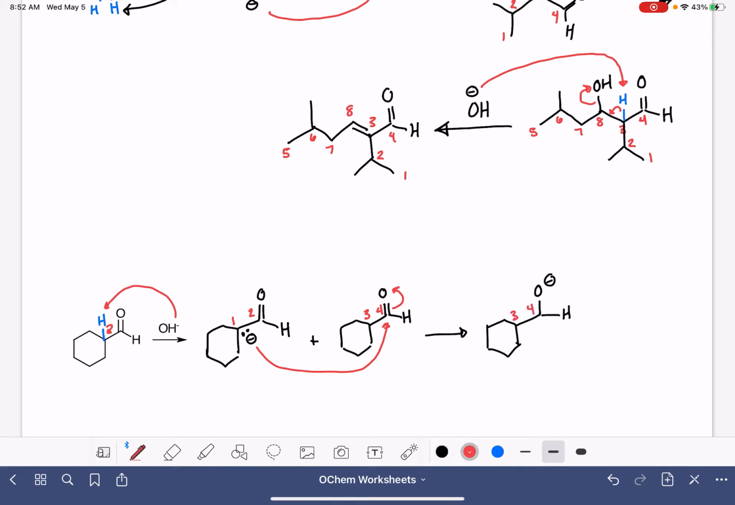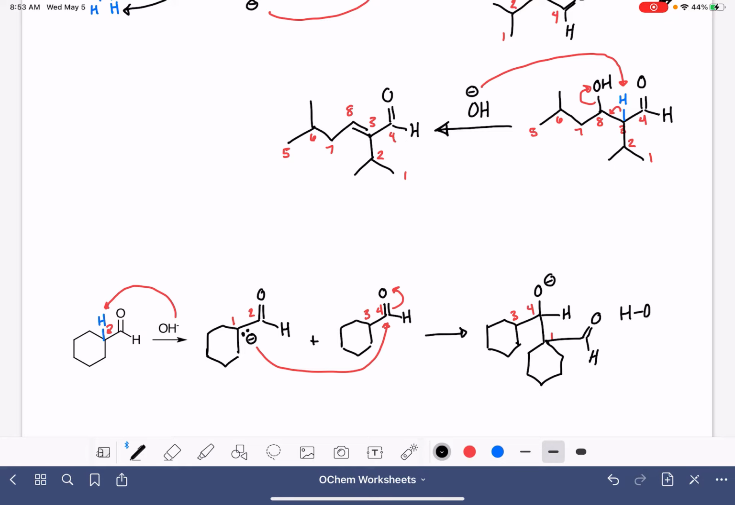So I've numbered 3 and 4. This reaction, I'm going to create a bond between number 1 and number 4 right there. So that means I am creating a bond right here, and that is going to be carbon number 1. Carbon number 1 is part of a 6-membered ring right there, and carbon number 1 is also connected to carbon number 2, which is our aldehyde.